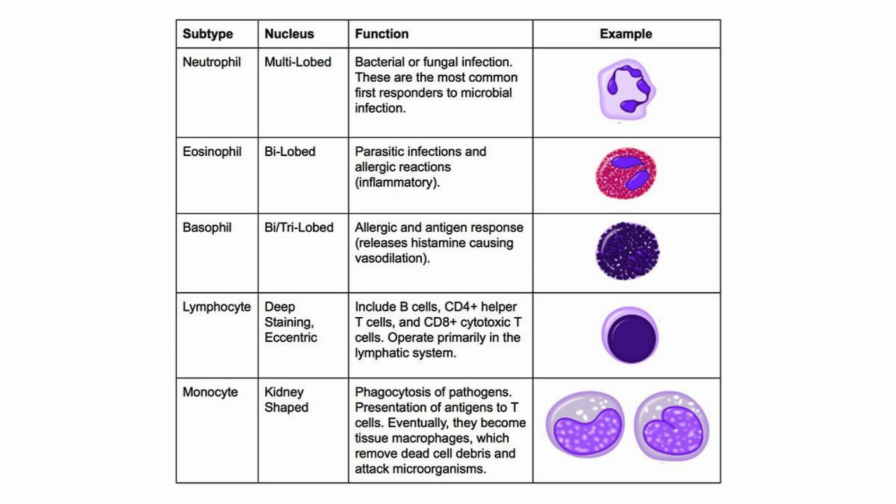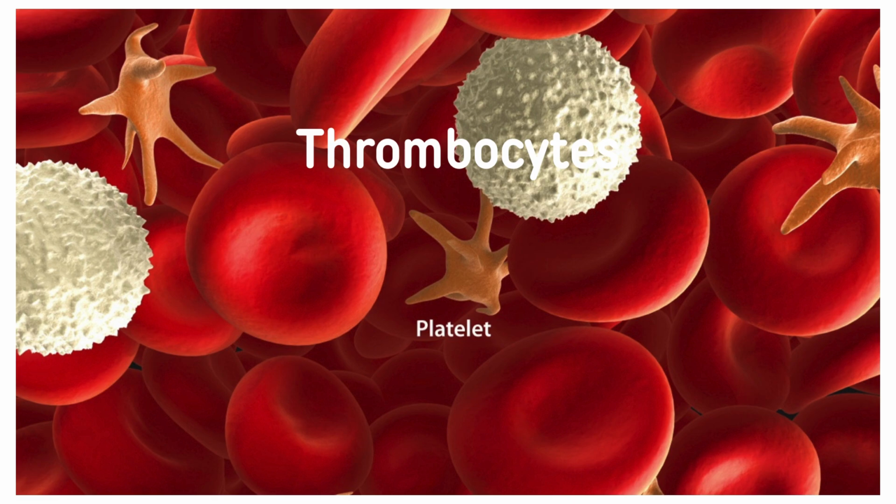So here's a good review slide to look at our three granulocytes, neutrophils, eosinophils, and basophils, and our two agranulocytes, lymphocyte and a monocyte. And it shows you the general information about their nucleus and their function and what they look like. All right, next we're going to be looking at thrombocytes.